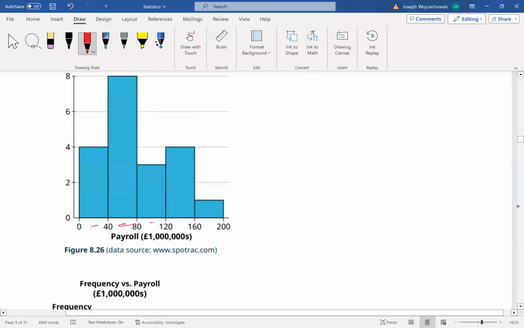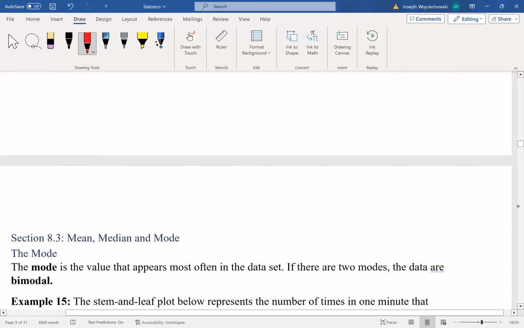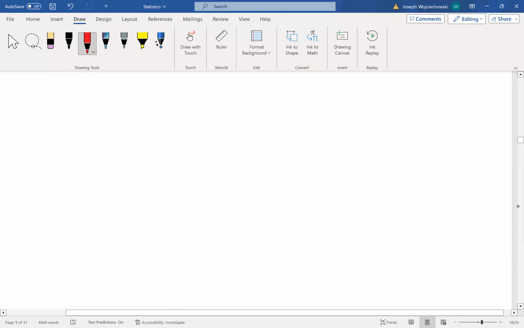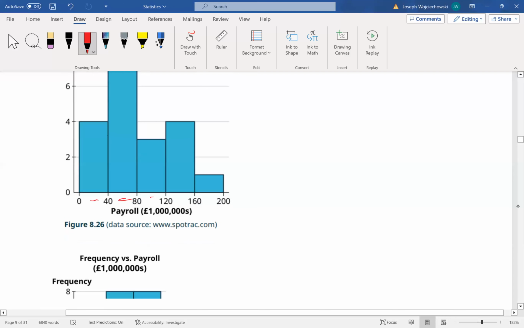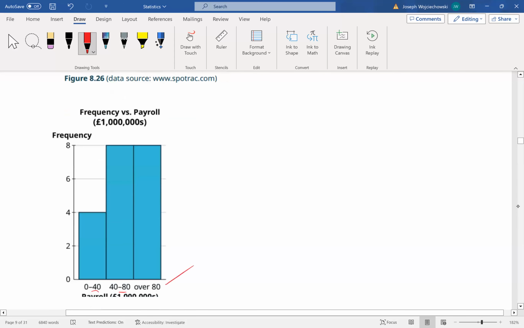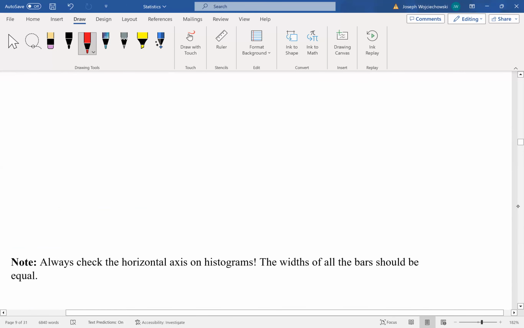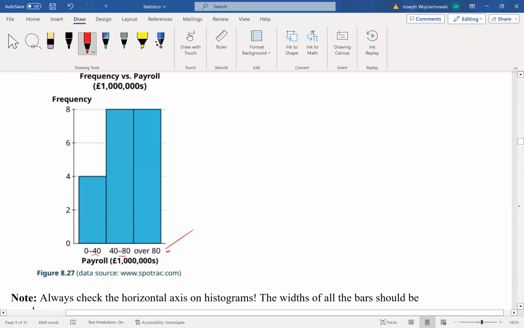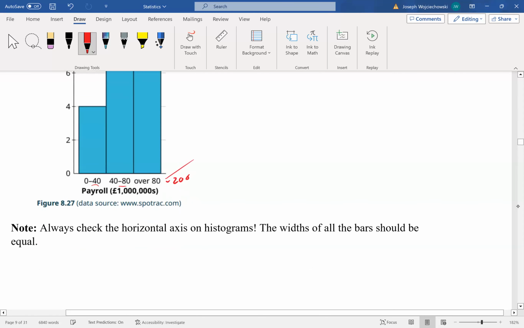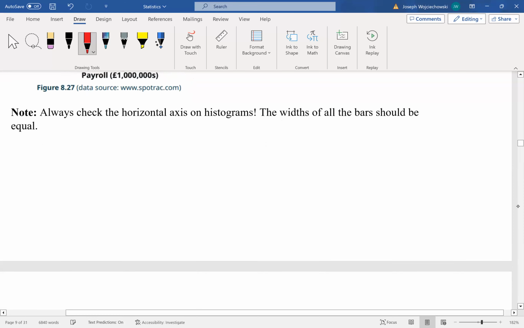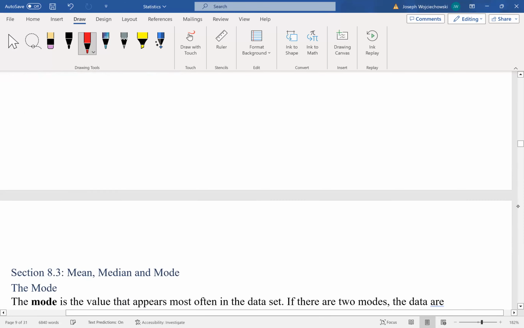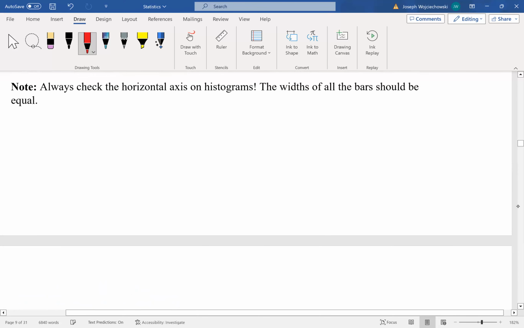It looks like it went to 200. So that last bar represents like 120 different, because the information went to 200 here. So this would be 80 to 200, covering 3 times as much. So make sure to check the horizontal axis on a histogram. This is the way these things are used to mislead people. So that finishes up the lecture on section 8.2.